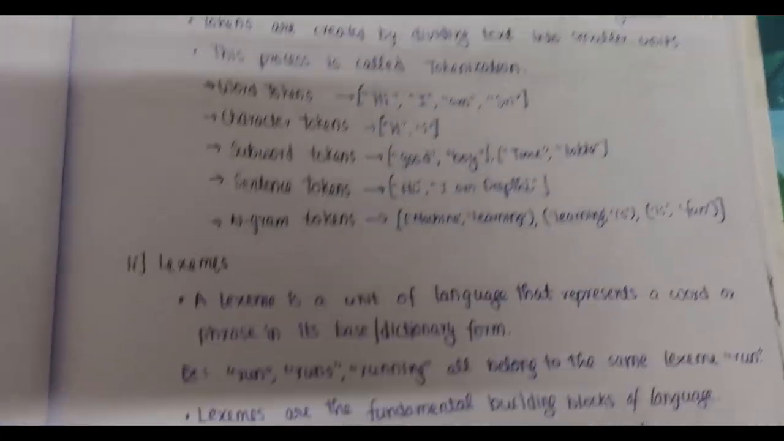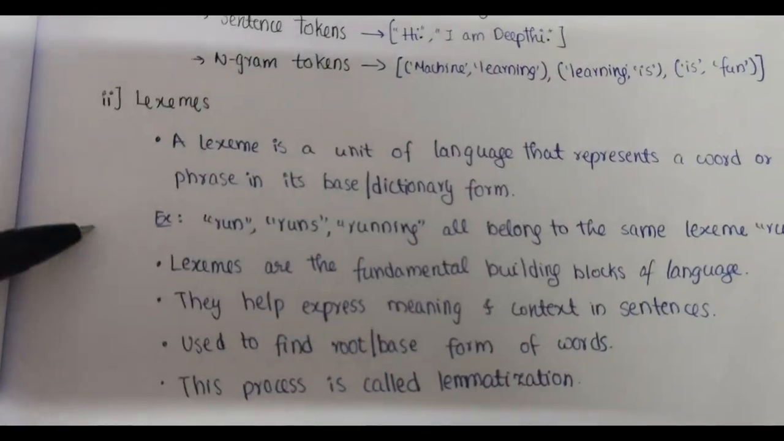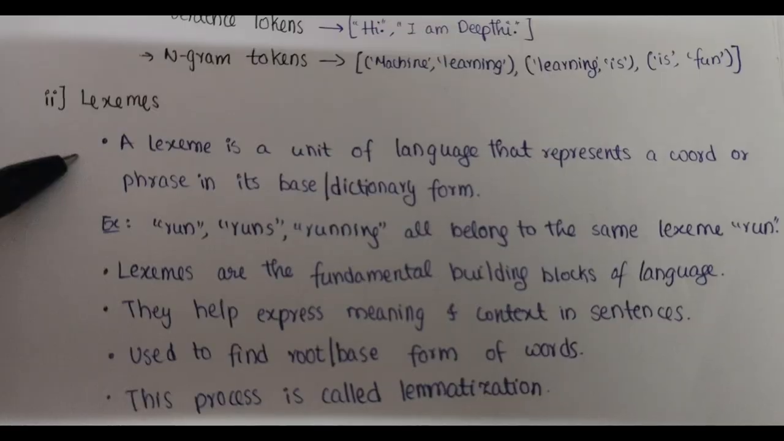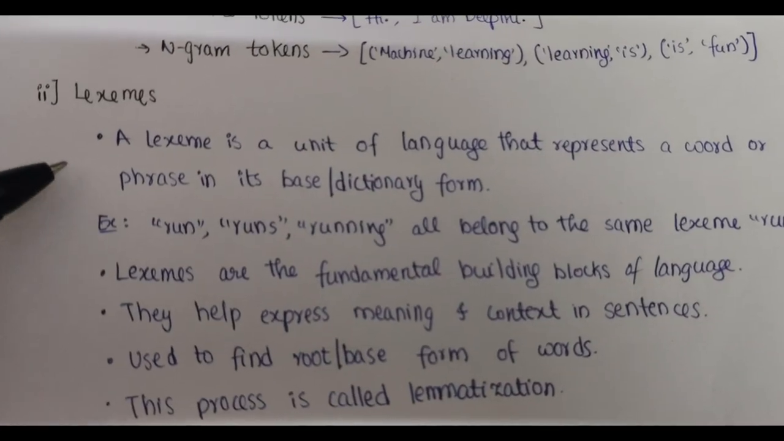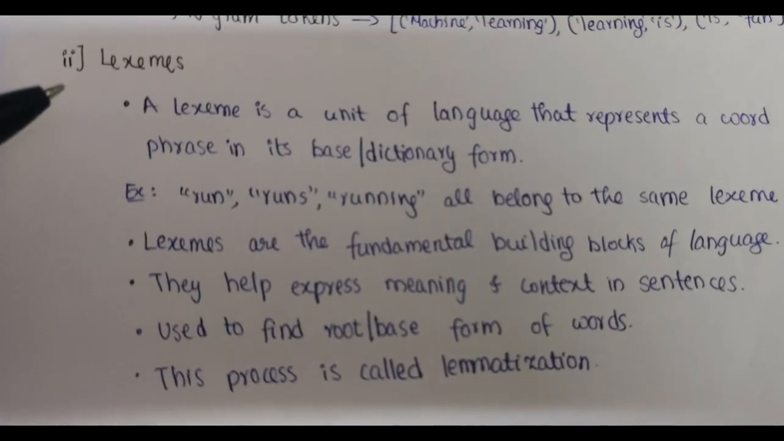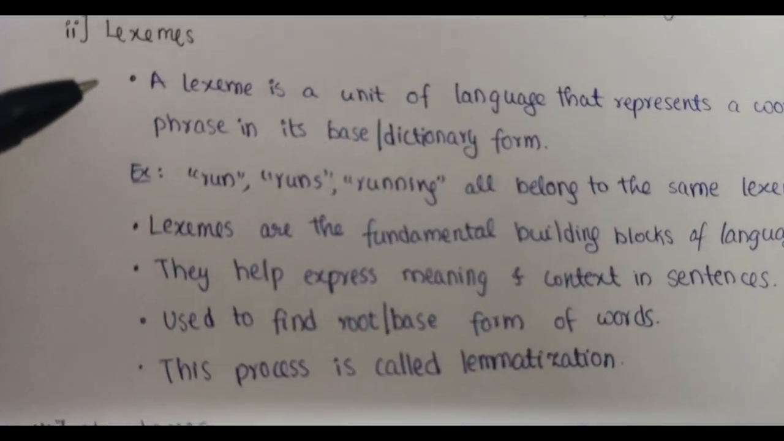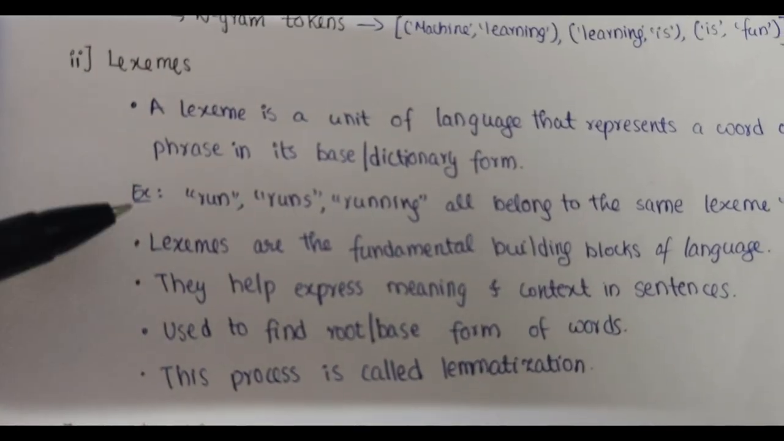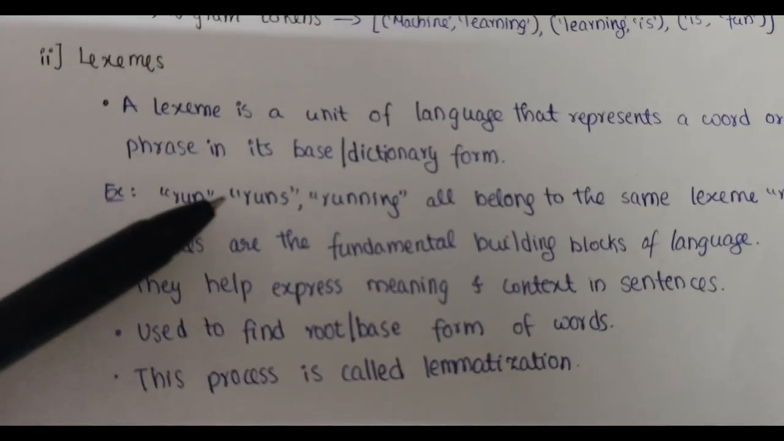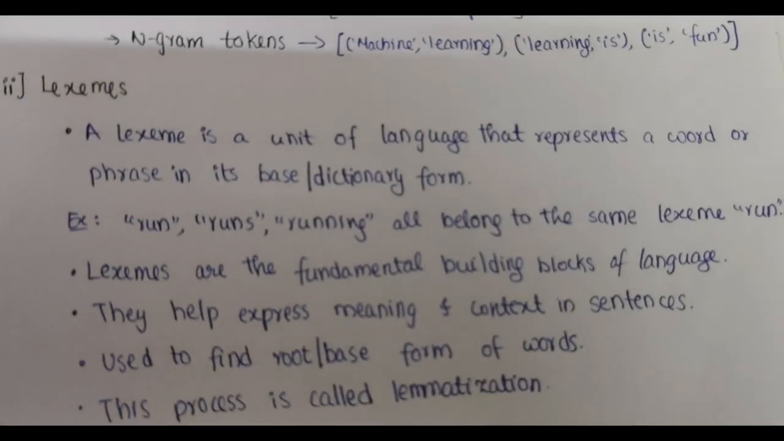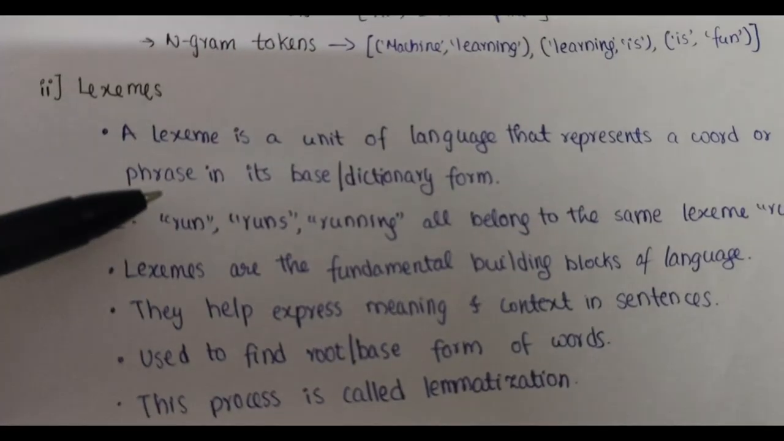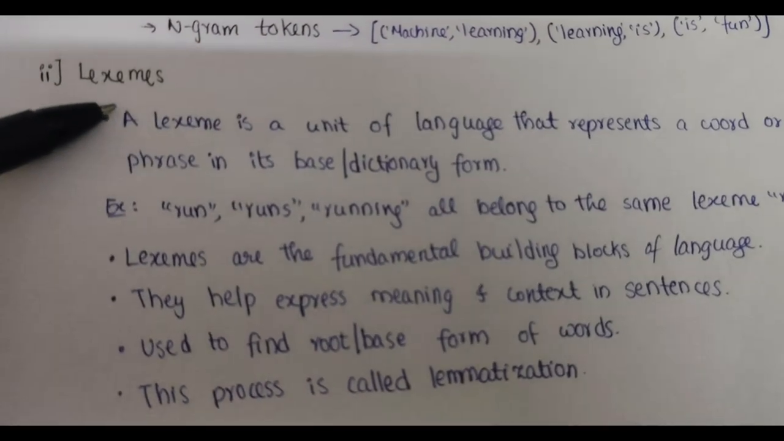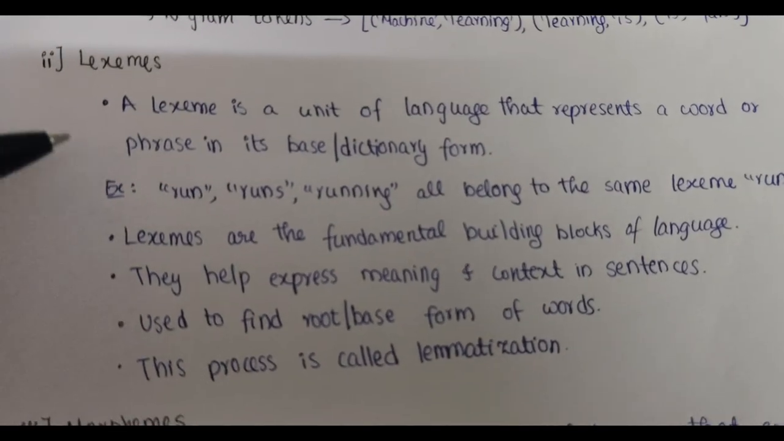Okay. Next one is lexemes. A lexeme is a unit of language that represents a word or phrase in its base or dictionary form. It's very simple. If I take a word such as running, what is the root form of it? It's run. If I take run, runs, running, or ran, what is the dictionary root form? It is run, right? So that is a lexeme. And this process is called lemmatization.